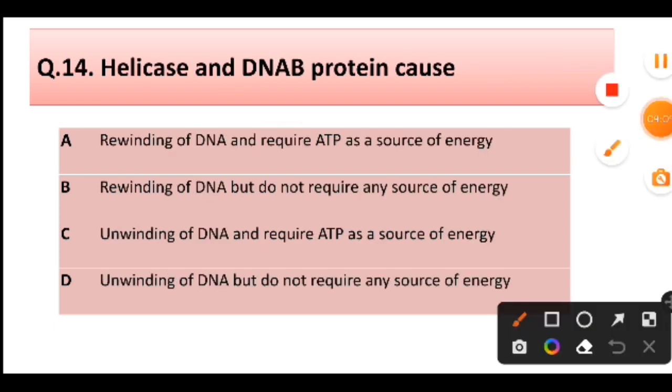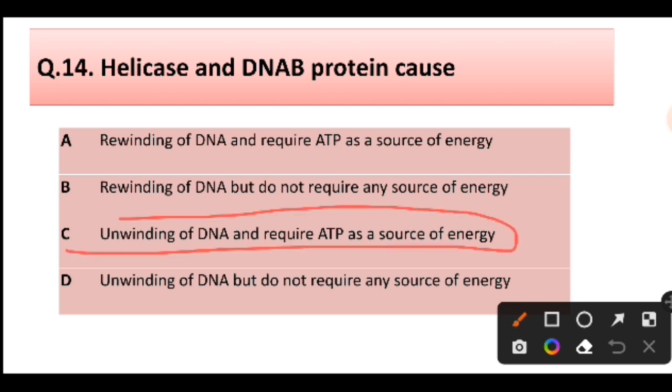Question 14. Helicase and DnaB protein cause rewinding of DNA and require ATP as a source of energy, rewinding of DNA but do not require any source of energy, unwinding of DNA and require ATP as a source of energy, unwinding of DNA but do not require any source of energy. Correct answer is option C. Unwinding of DNA and require ATP as a source of energy.